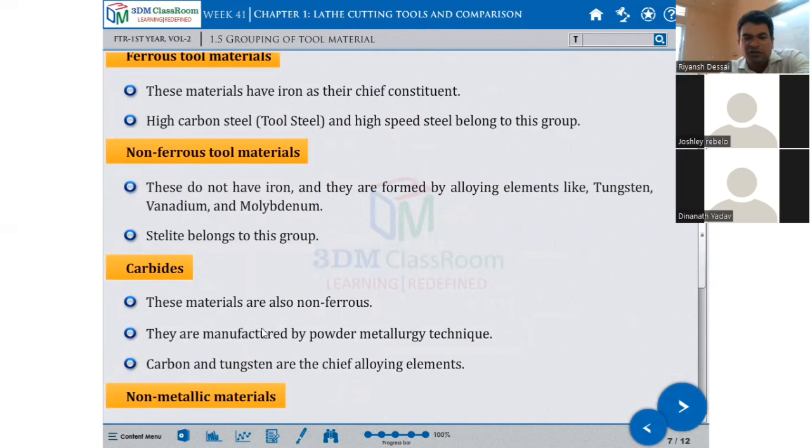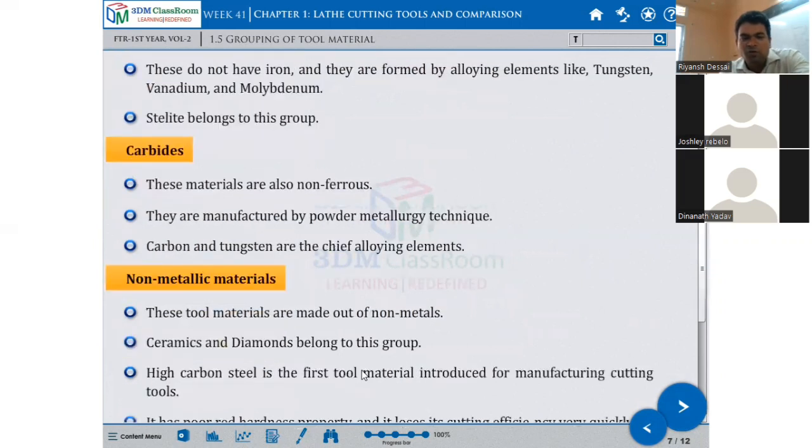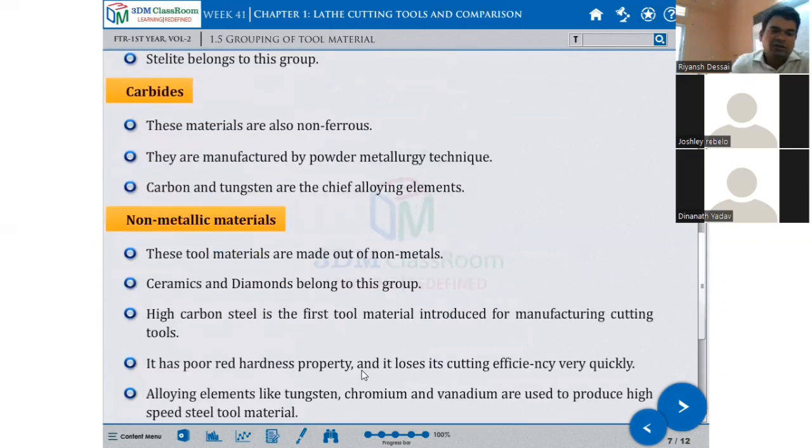Carbide tools are non-ferrous metals. They are manufactured by the powder metallurgy technique. Carbon and tungsten are the chief alloying elements. Remember, they are made by the powder metal technique. Next, non-metallic tool materials. These are made of non-metals; ceramic and diamond belong to this group. Diamond and ceramic are non-metals used as cutting tools.